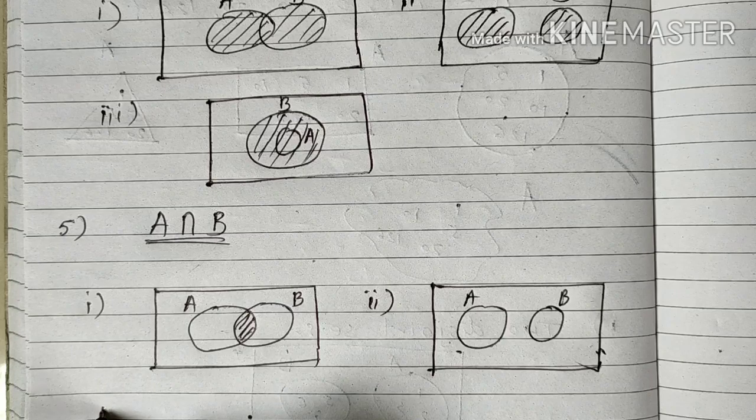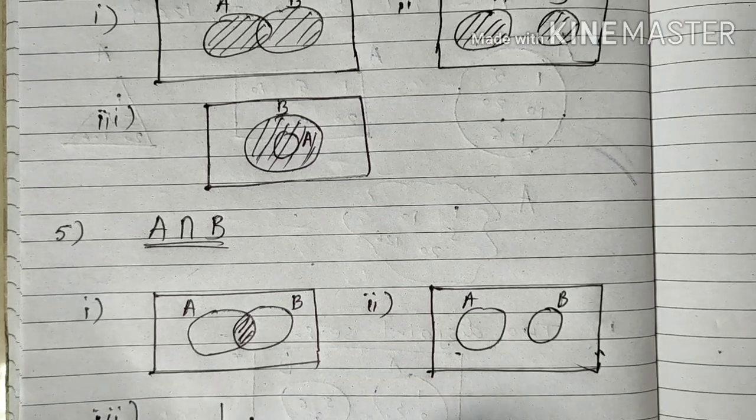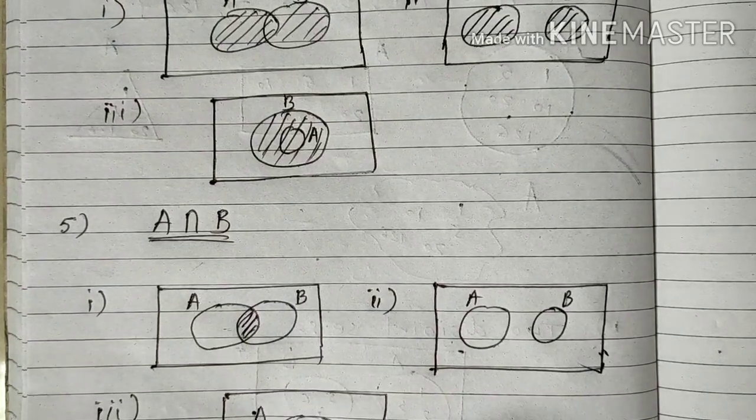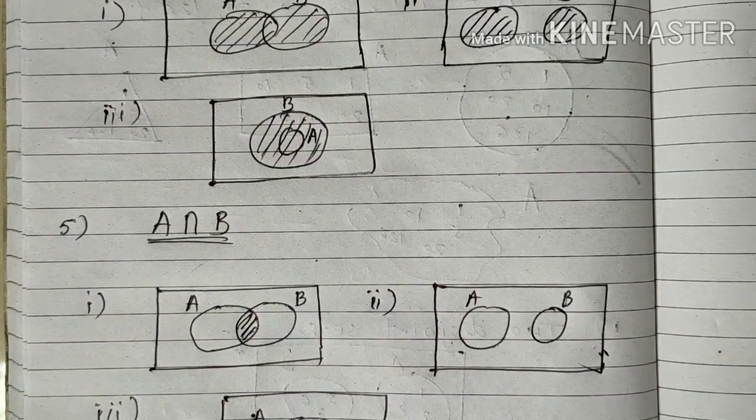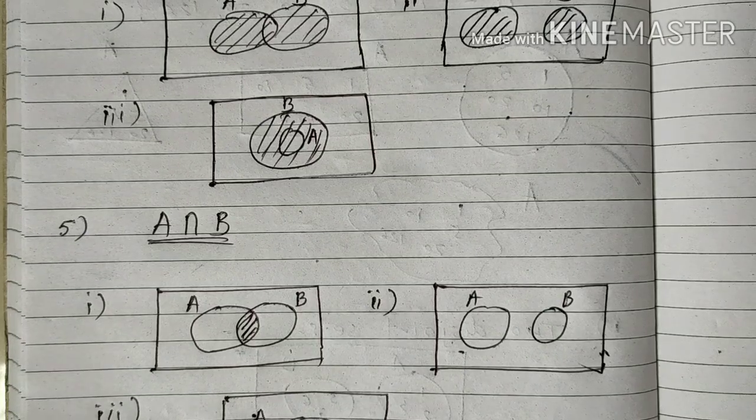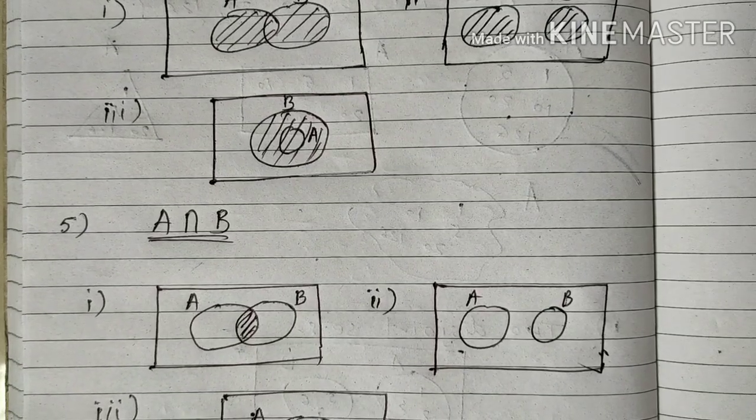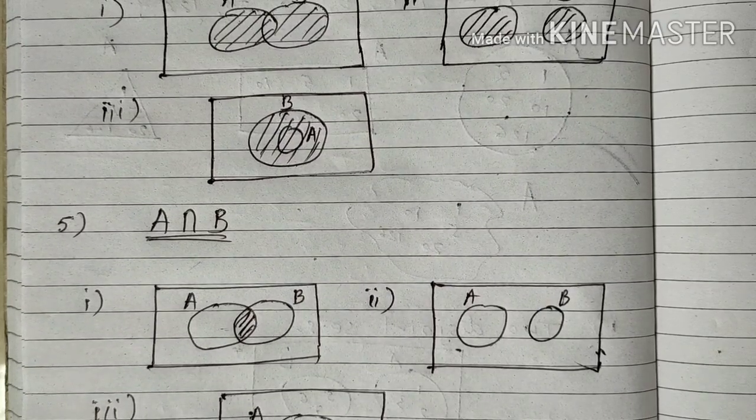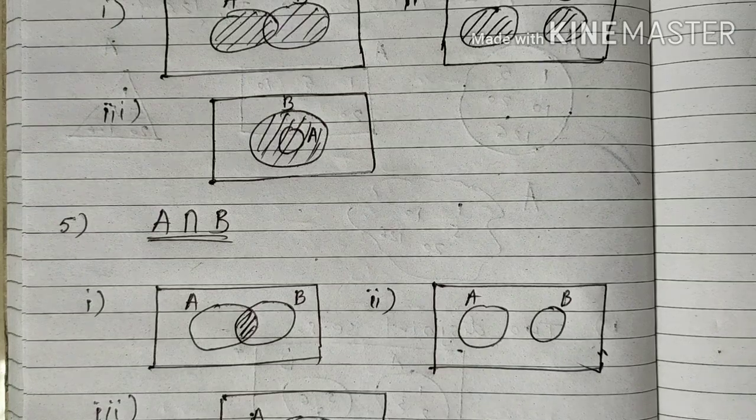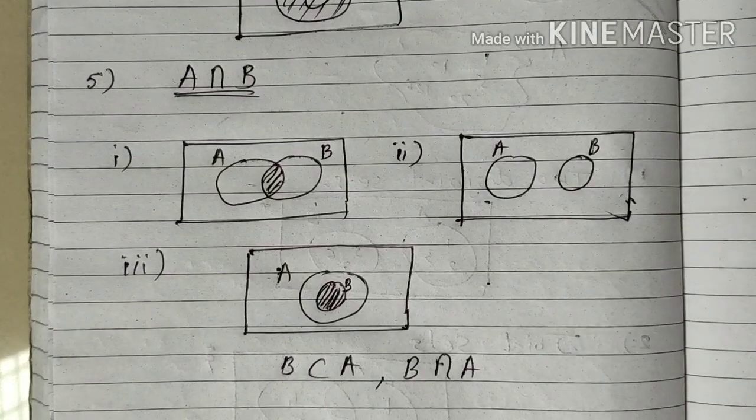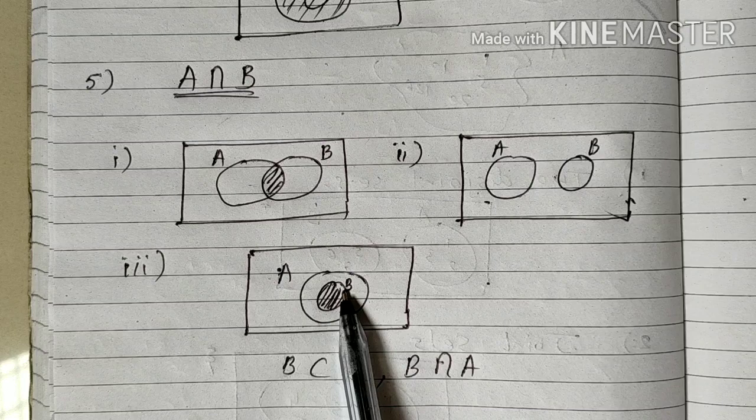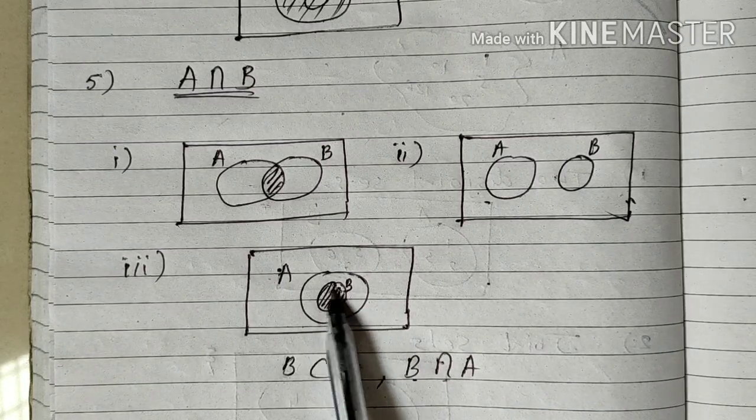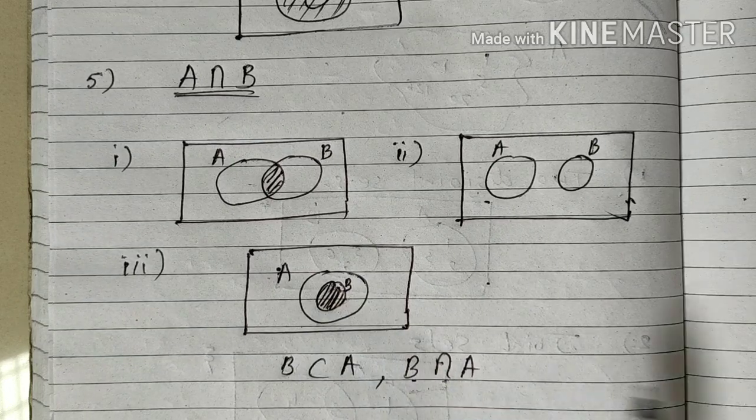But in case A is a subset of B and we want to represent the intersection of the two sets, B is a subset of A, and in case we want to represent B intersection A, we will shade the smaller set. Okay, A is a subset of B, and if we want to represent the intersection, the shaded portion is representing the intersection of B and A. Got it?